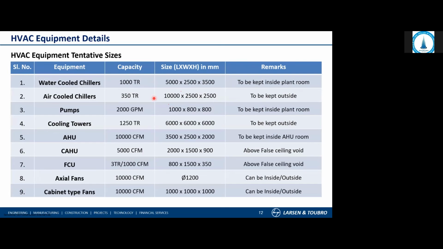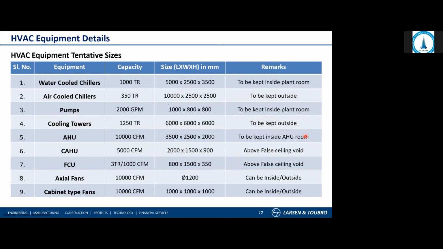Now, if you see the typical equipment sizes here, water-cooled chillers definitely have to be in the plant room. Air-cooled chillers have to be outside. Pumps are mostly kept inside. We can keep them outside, but it is obviously suggested to keep them inside. Cooling towers, obviously, you have to keep outside. AHUs can be inside or outside.